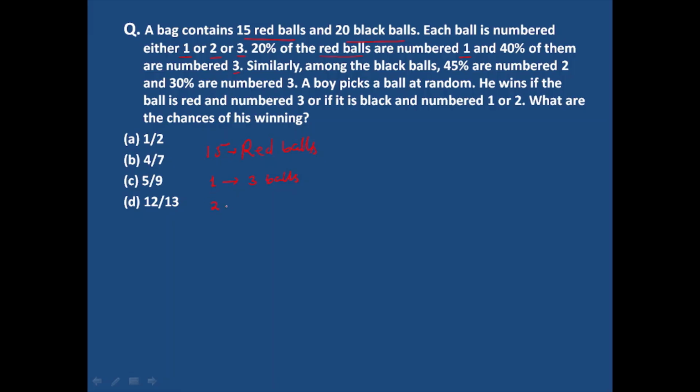And 40% of them are numbered 3. So 40% of 15 will be 6 balls. 6 balls are number 3. Then the rest of the balls will be number 2. So 6 plus 3 is 9, 9 plus 6 is 15. So 6 balls are number 2.